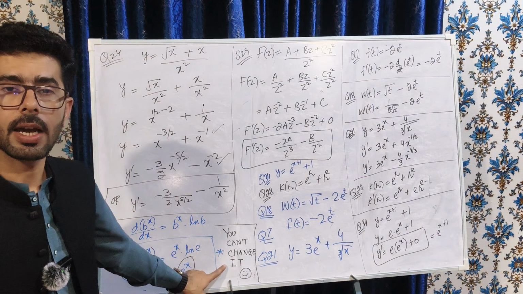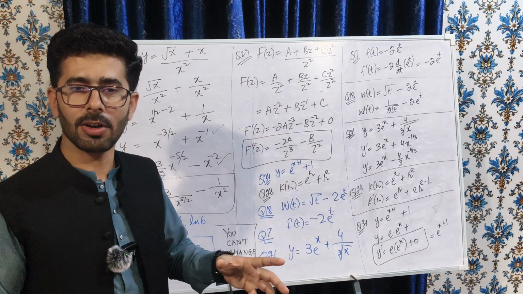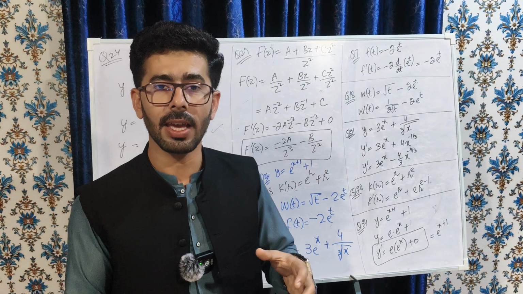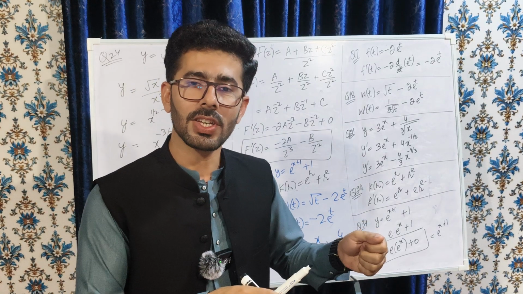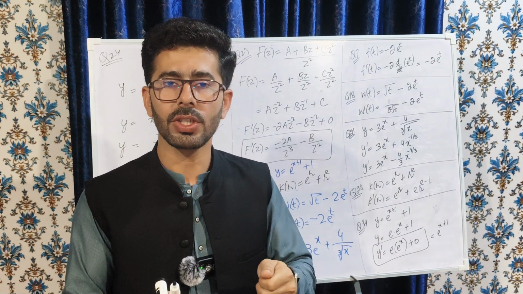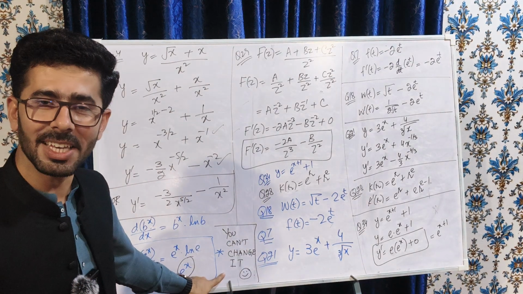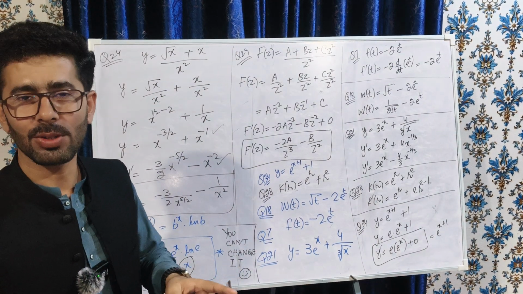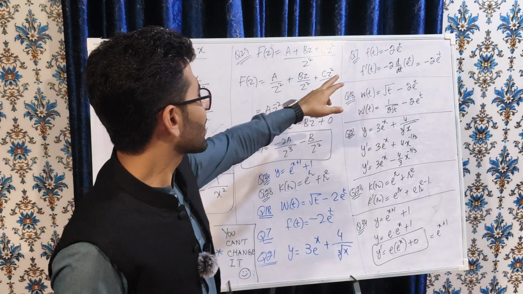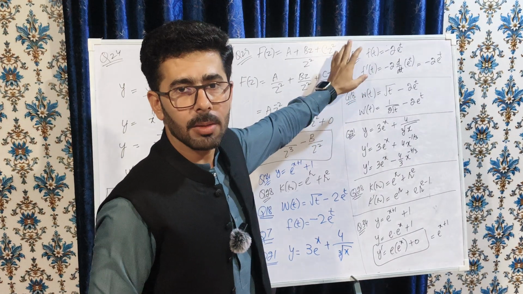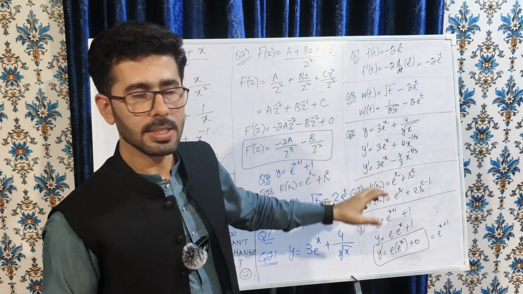It means you cannot change it. It's like some of the people for which you think, okay, I will change him. No, the only way you change him is if he changes himself. You can't change him. So some of the people are like e power x, they are not prone to change, nothing can change them. So now we are attempting all these questions which have e power x in them.